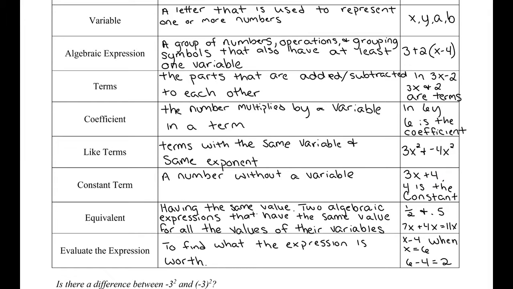For something to be equivalent, it has to have the same value. So 1/2 and 0.5, or 2 algebraic expressions that have the same value for all of the values of their variable. So for example, 7x plus 4x is equivalent to 11x because 7 plus 4 gives you 11. In order to evaluate the expression, you want to find what the expression is worth. So for the expression x minus 4, when x equals 6, you take the 6, plug it in for the x, 6 minus 4 gives you 2.